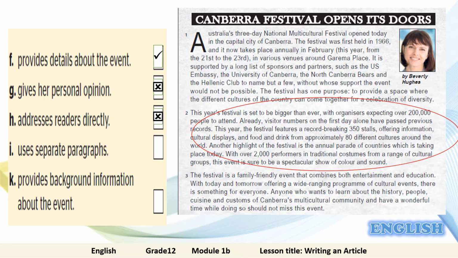Unfortunately not. Does she use separate paragraphs? Let's see if there is a clear cut between each paragraph and the other. 1, 2, 3, which means she does use 3 separate paragraphs. Does she provide background information about the event? Definitely yes. Let's take a look here. The festival was first held in 1966. The origin of the festival.